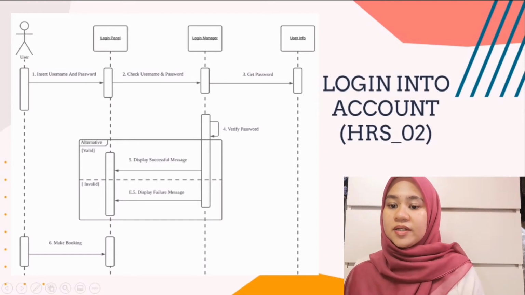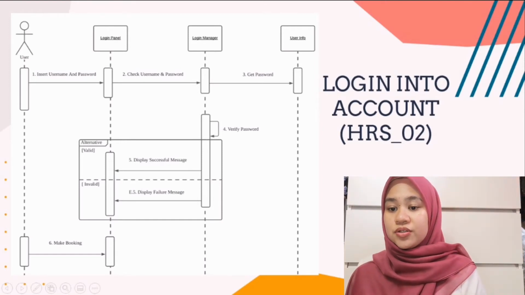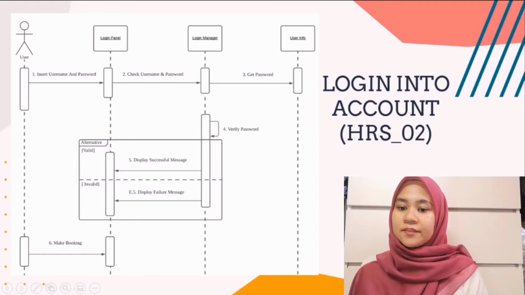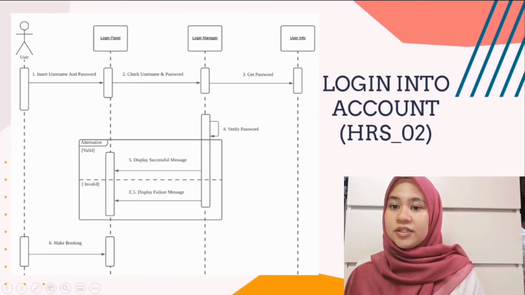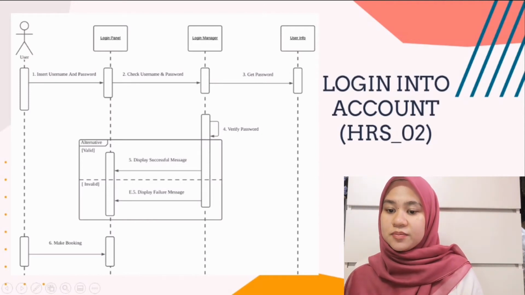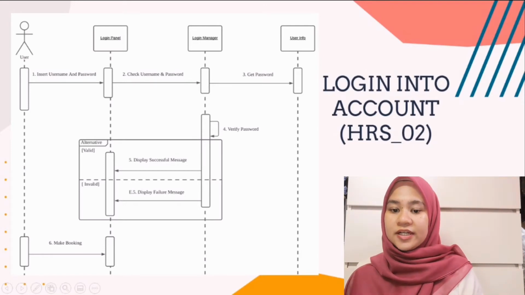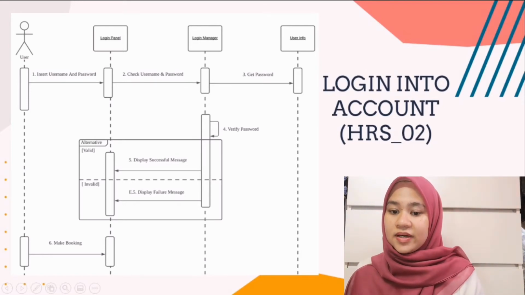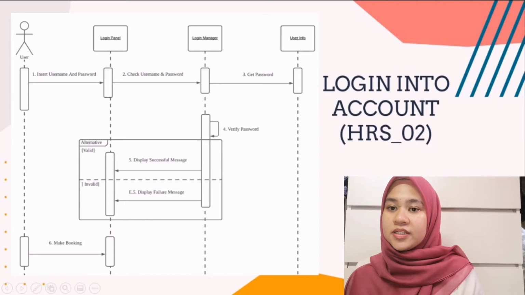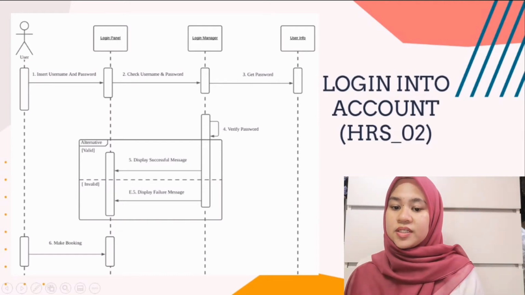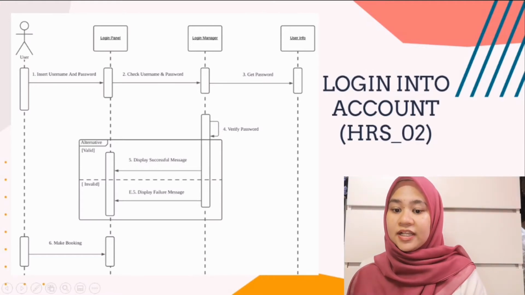The login manager will send a message to the user info to get the password. Next, the login manager will return the message to verify the password. In the alternative flow, if the password is valid, the login manager will return a message to display a successful message. But if the password is invalid, it will display a failure message.